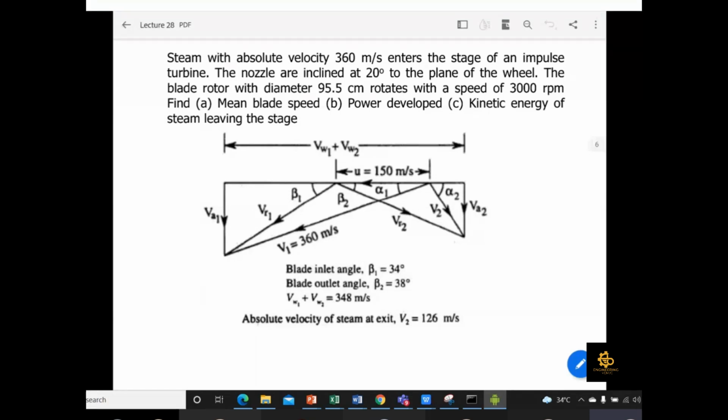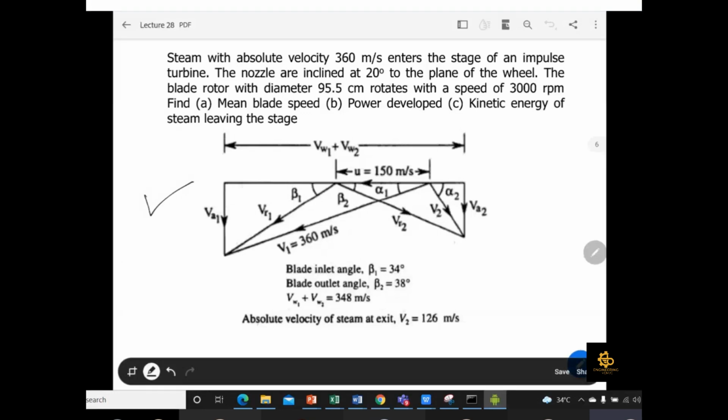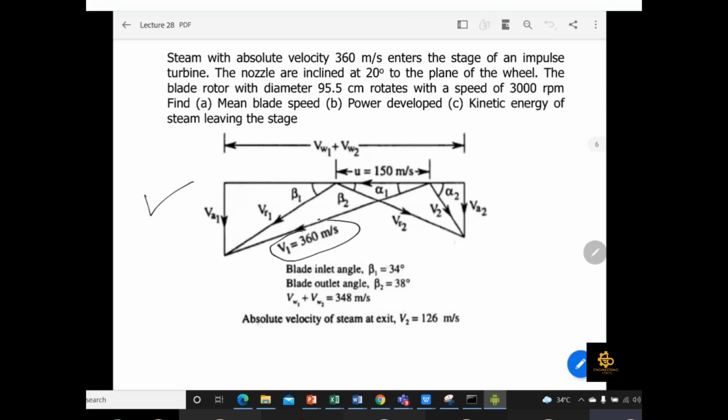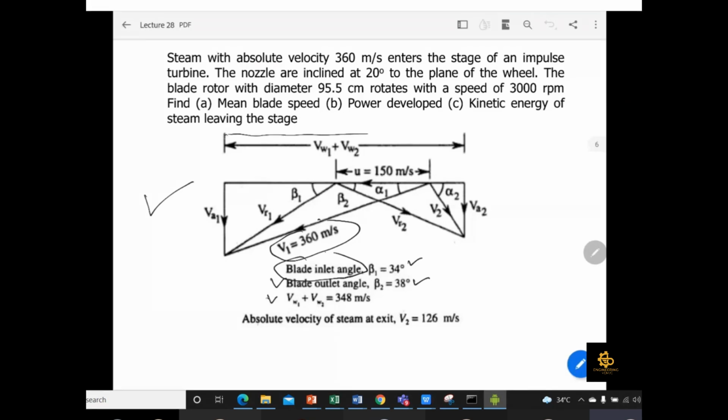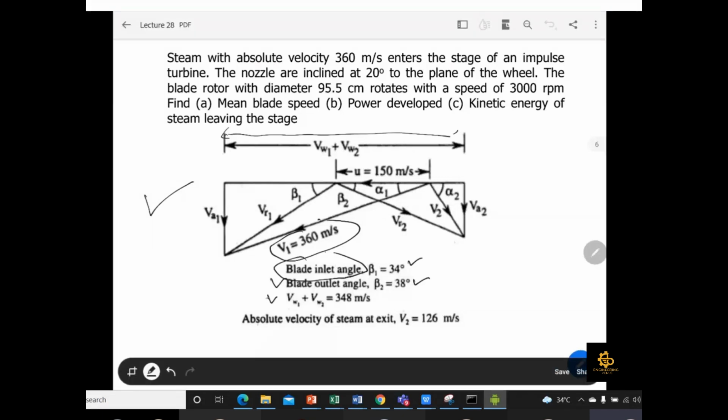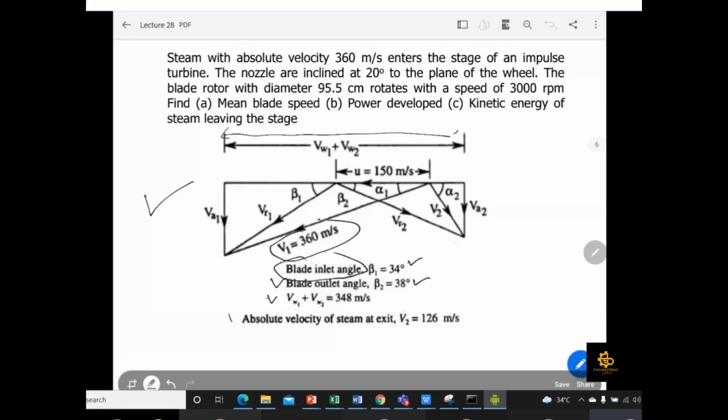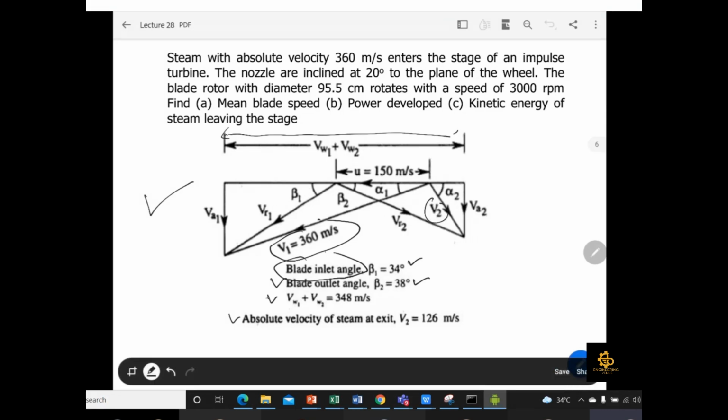Okay, so if you notice the combined velocity diagram, usually by using the data you have to draw these figures by yourself. But here I have already provided the combined velocity diagram and all the parameters. V1 is mentioned, blade inlet angle is mentioned, blade outlet angle is mentioned, and whirl velocity 1 plus whirl velocity 2 component, so this whole length is already given, that is 348 meter per second. The absolute velocity of steam at the exit, V2, is also known to us. Another point is that it says find mean blade speed, and U is already known to us.